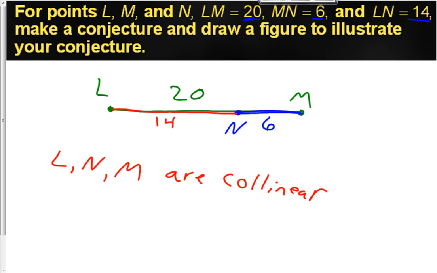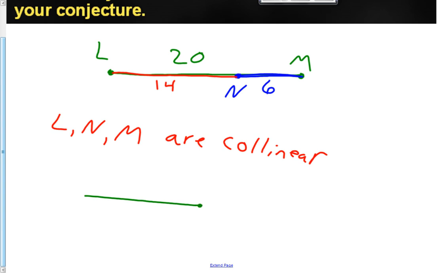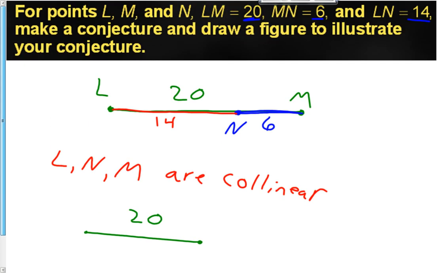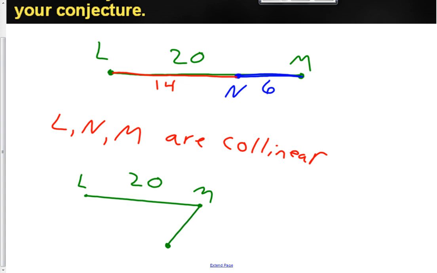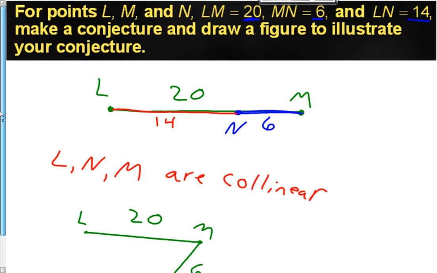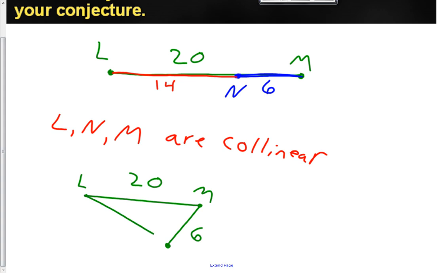That's a very logical conjecture, isn't it? Maybe you reached that one on your own as well. Some maybe thought something that looks like this. Maybe they saw, well, if LM is 20, and then MN is 6, maybe we have MN right here as being 6, and then LN is 14.